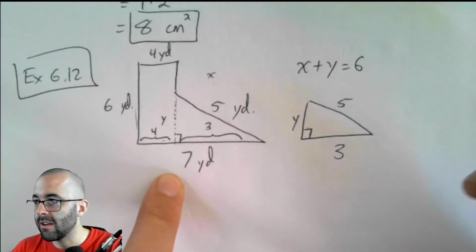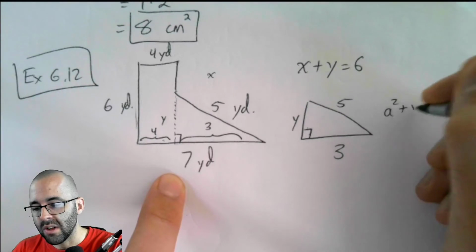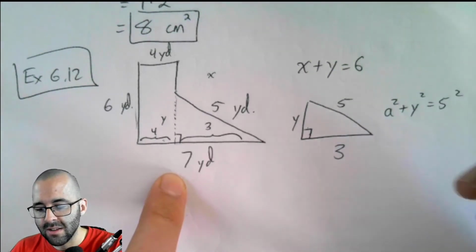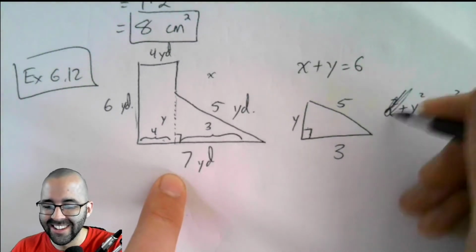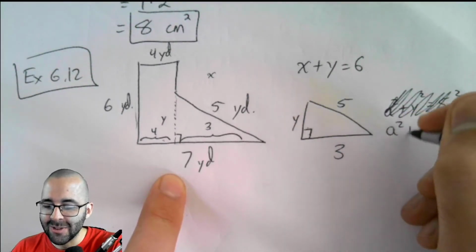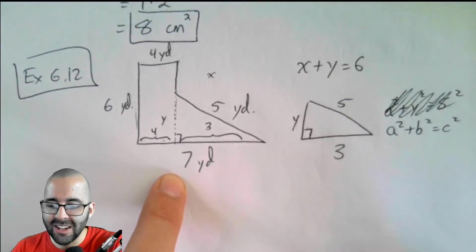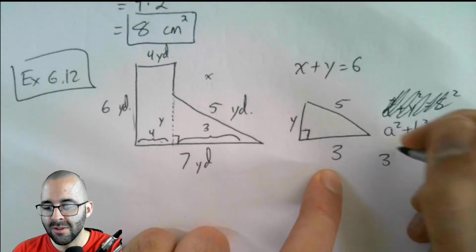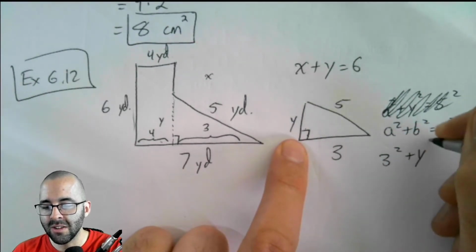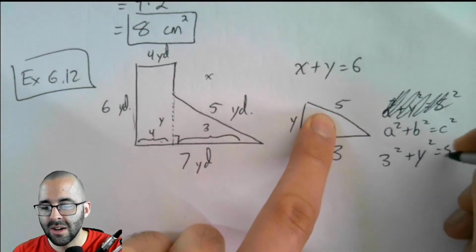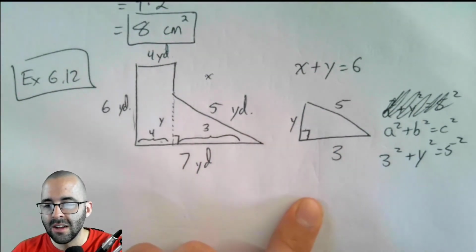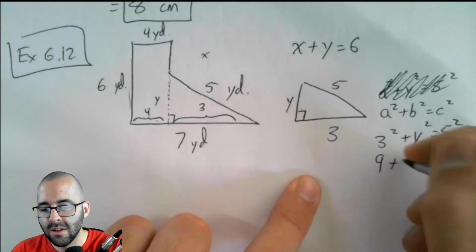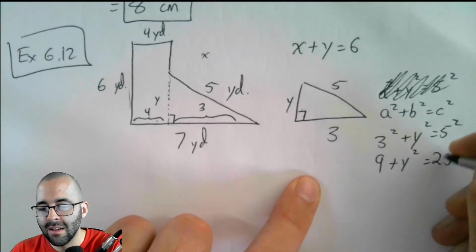We'll use the Pythagorean theorem. Hold on. a squared plus b squared equals c squared. This is the formula. Let's write down the formula first. Well, a squared, that's 3 squared. b squared, we don't know what that is. We'll call it y squared. c squared is the hypotenuse. That's 5 squared. And again, I'm going to go through this quickly. You can look at the old video for help on the Pythagorean theorem.